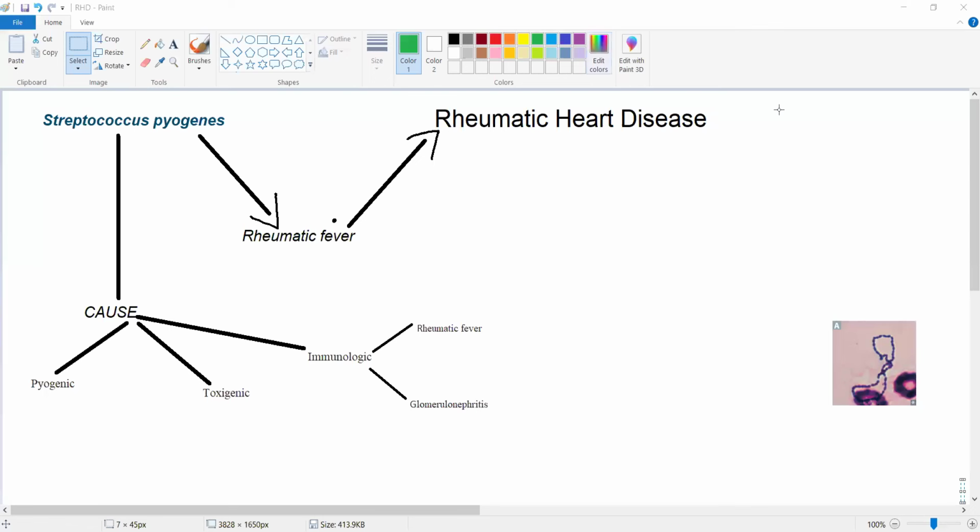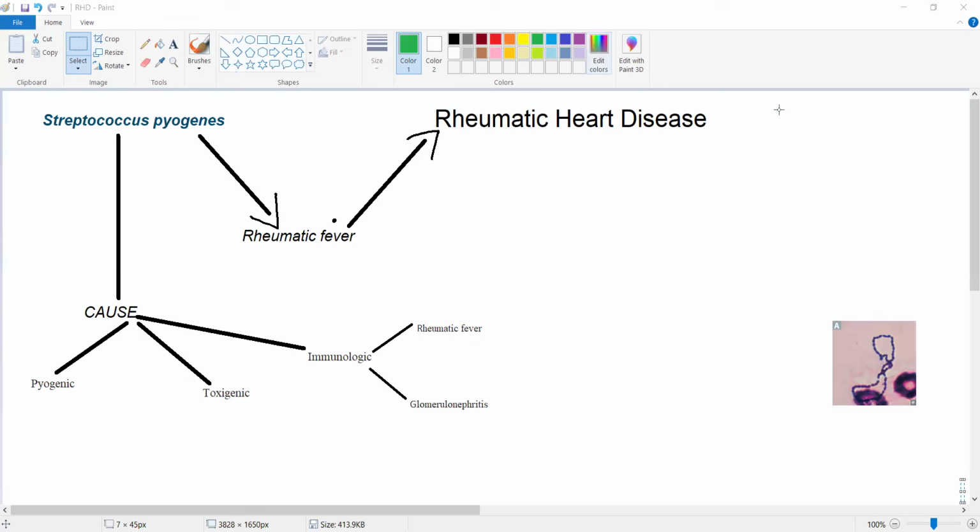So today I'm going to discuss a very high yield topic, that is rheumatic heart disease, right? Before discussing rheumatic heart disease, there is overlap with immunology and microbiology, and in this session we will also discuss some flow charts.